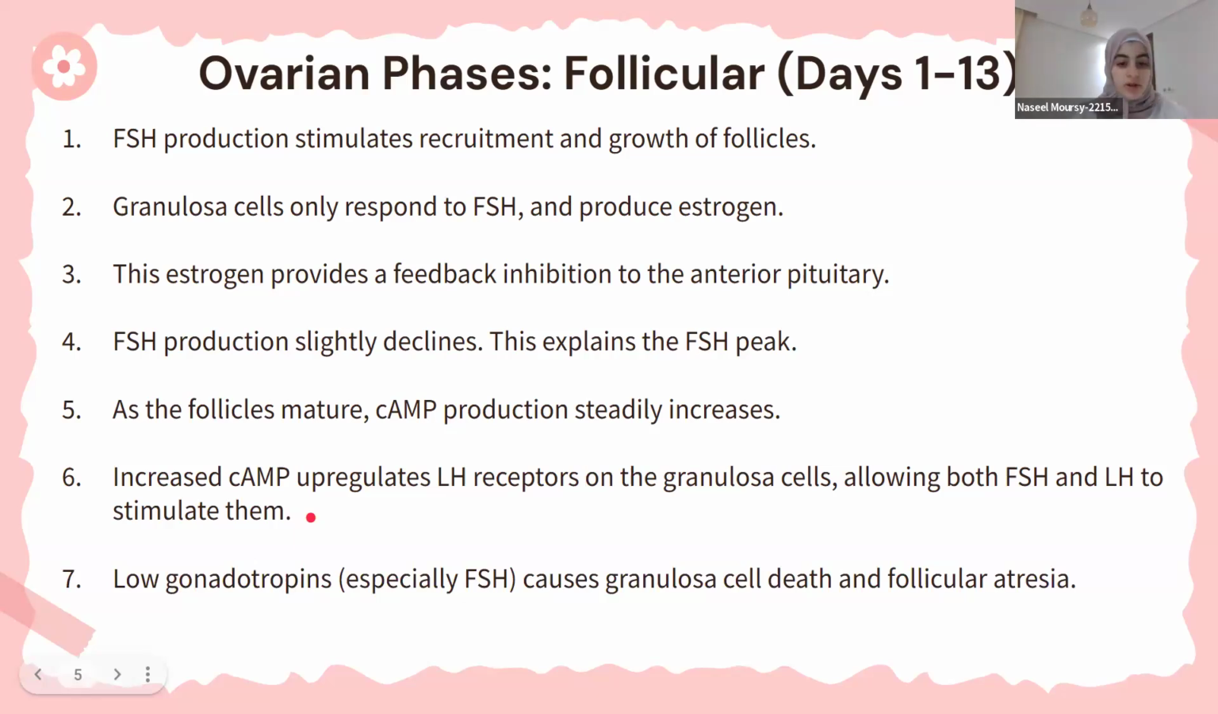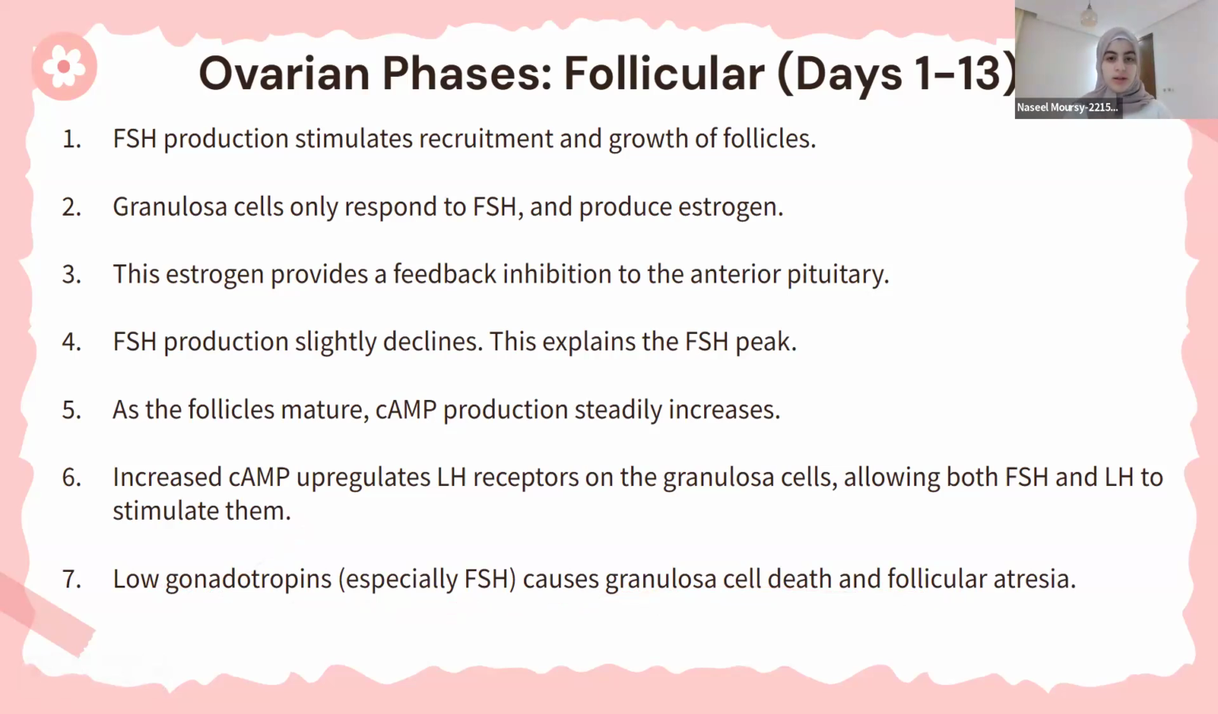Okay, now this last point here is saying that low gonadotropins, especially FSH, cause granulosa cell death and follicular atresia. Now, what do I mean by this? Because we said that feedback inhibition is decreasing the secretion of FSH and LH from the anterior pituitary, these follicles do need these gonadotropins to grow even more.